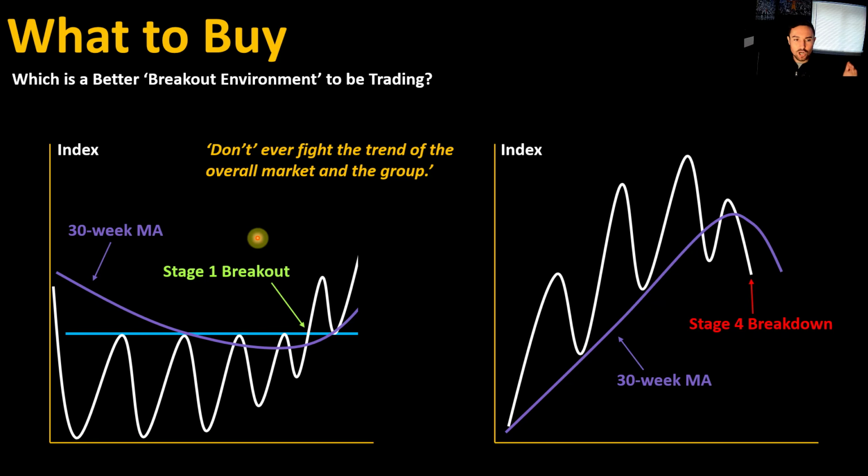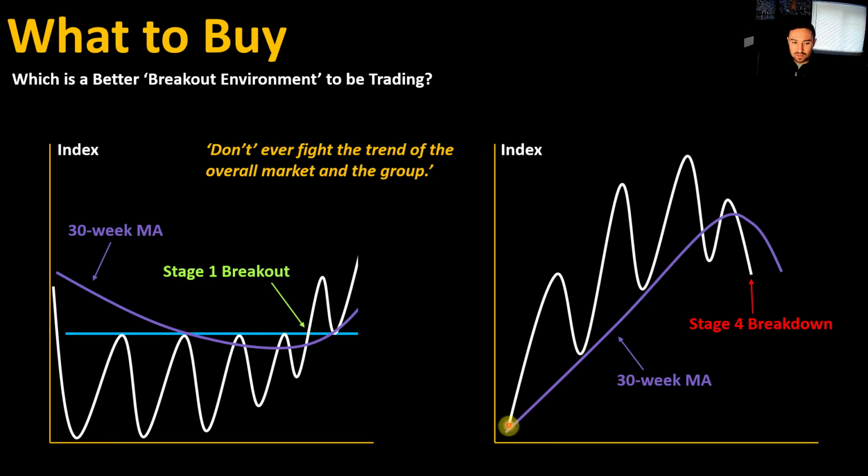Is it going to be the left chart over here, or is it going to be the right chart? Take a look, apply the stage analysis as well. So the index here, well, it's getting back above its 30-week moving average. It looks to have built this stage 1 base here. It's got a good stage 1 breakout, puts in a higher high, higher low, tests the pivot area, tests the moving average as well, and then is making another higher high. Does that look like we're potentially in a better environment relative to the right chart here?